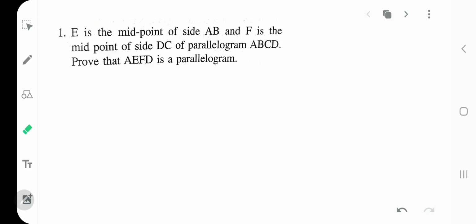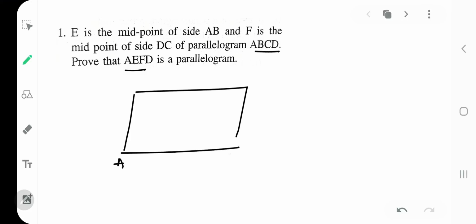Good morning, dear kids. Today I am taking your exercise 14C, problem number 1. It says E is a midpoint of side AB and F is a midpoint of CD, and we have ABCD a parallelogram. So I'll draw a parallelogram ABCD first. And it is said that F and E are the midpoints. So these are the midpoints.